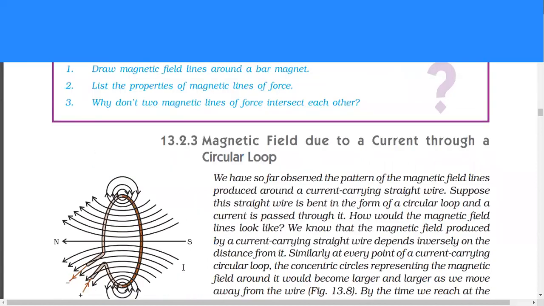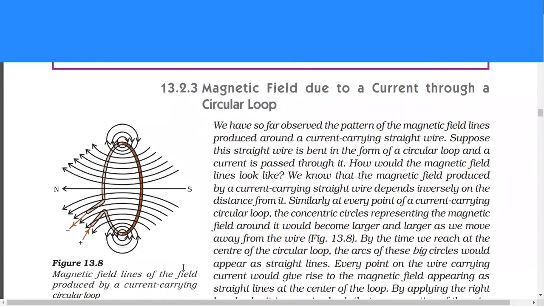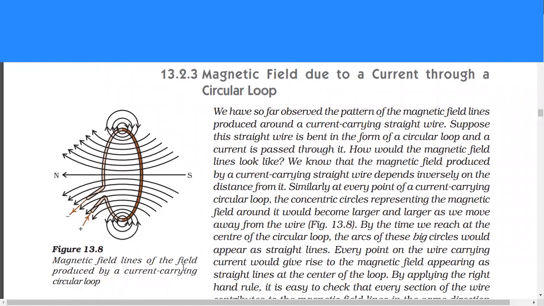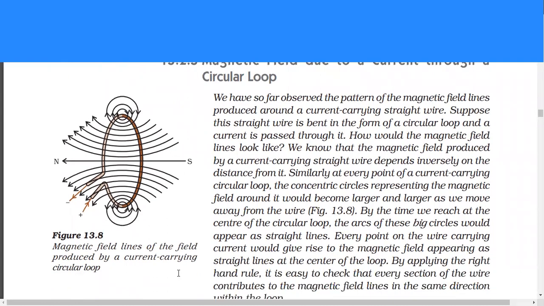Magnetic field due to a current through a circular loop. We have so far observed the pattern of the magnetic field lines placed around a current carrying straight wire. Suppose this straight wire is bent in the form of a circular loop and a current is passed through it. How would the magnetic field lines look like?